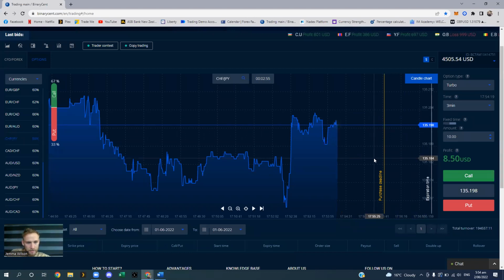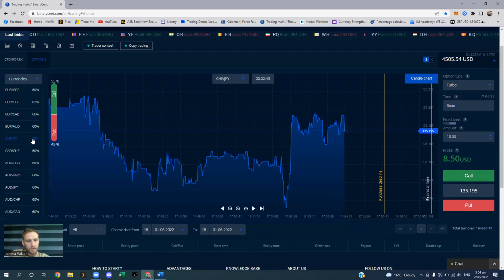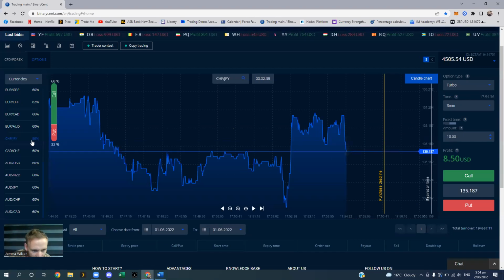Boom. 2 and 1. Okay, 2 and 1 should still be profitable. The thing with ensuring that you're profitable, once you start getting good at trading, I always recommend, if you're new, stick to this 1-9. Wow.